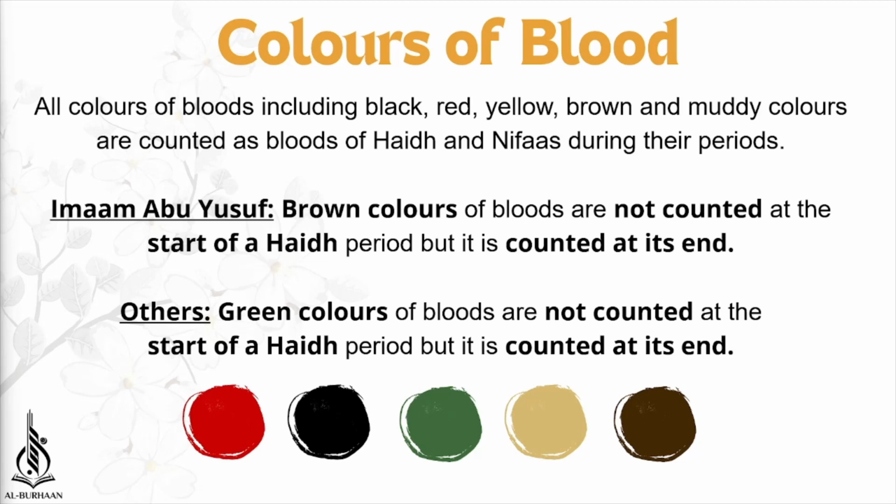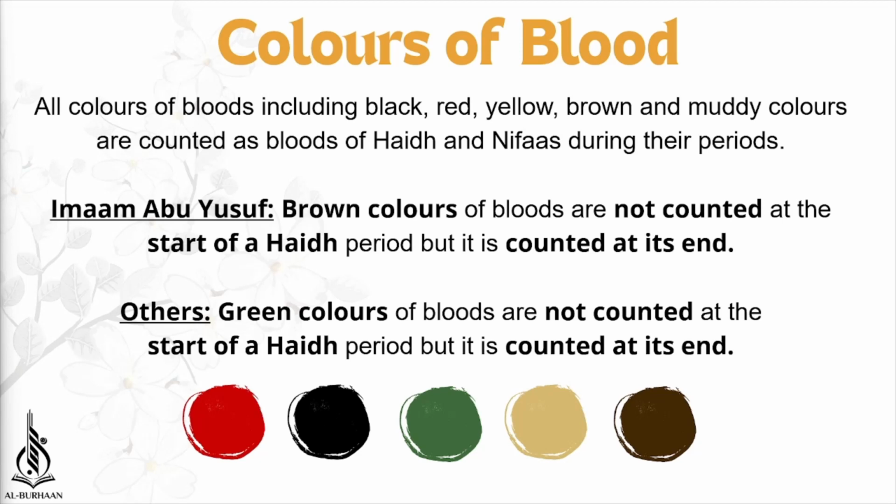Then we looked at valid bloods. Valid bloods are used to establish the Haidh habit. And then we discussed invalid bloods. Valid bloods is spotting or flowing of 3 days or more, or 10 days or less. Invalid bloods is basically blood that's less than 3 days or more than 10 days.